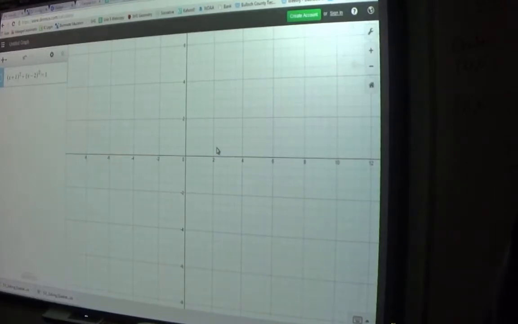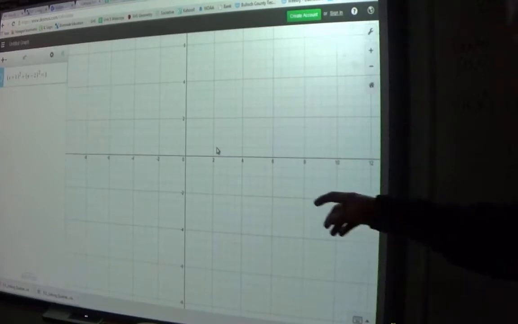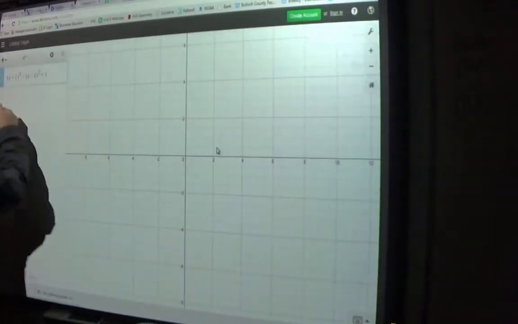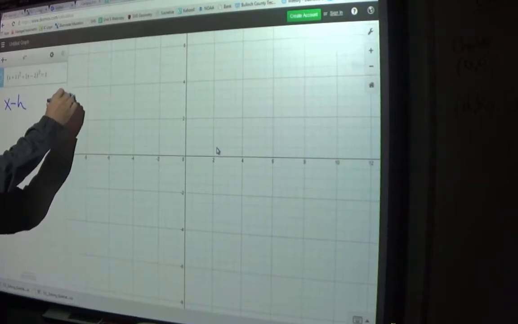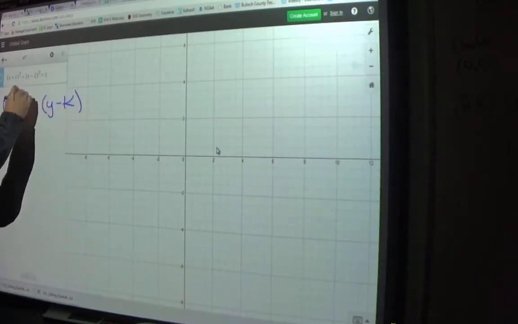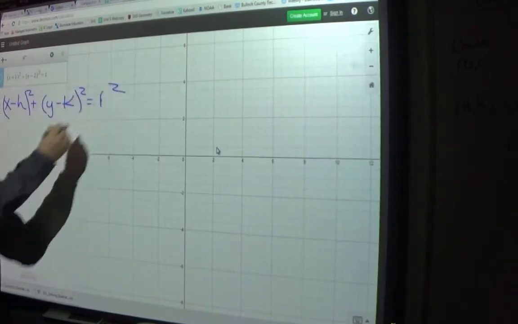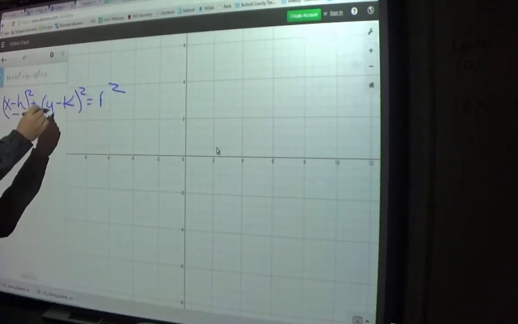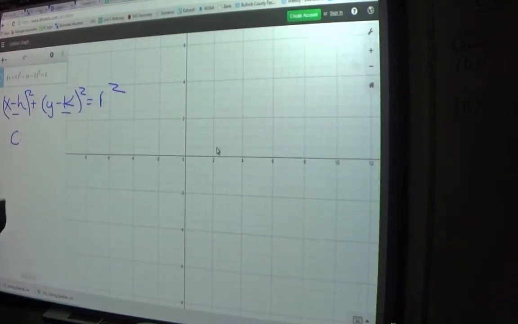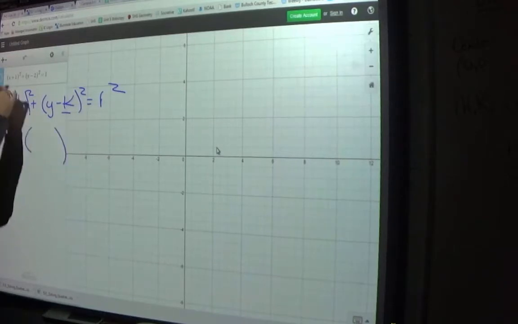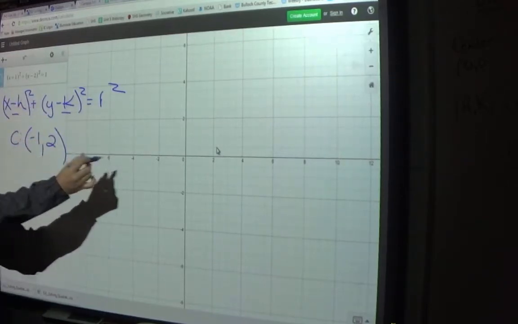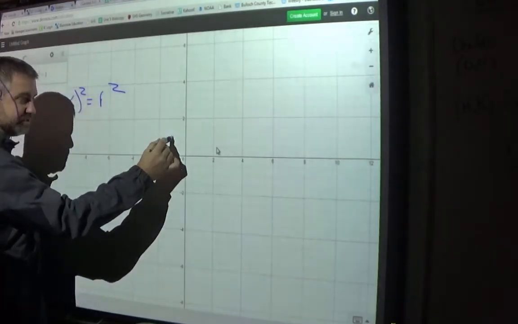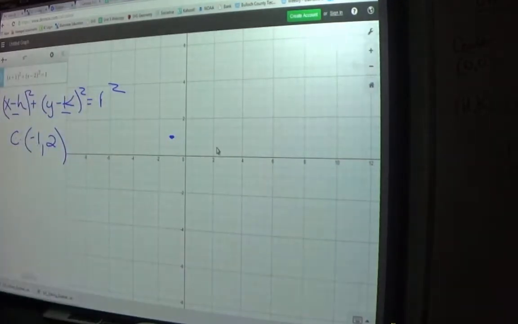Why do we have to do opposite? Because of the formula. The formula says x minus h and y minus k, those plus squared equals r squared. We have to do the opposite and the opposite in order to find the center. The center is simply at -1, +2. So the center of the circle is going to be right there.